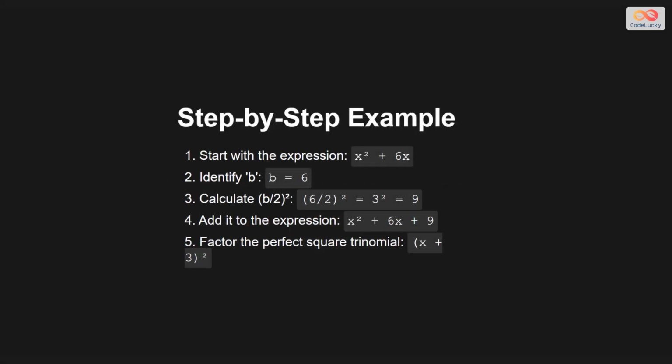Let's walk through an example. Suppose we have x² + 6x. Our b value is 6. Half of 6 is 3, and 3 squared is 9. So, we add 9 to the expression to get x² + 6x + 9. This is a perfect square trinomial that factors into (x + 3)².